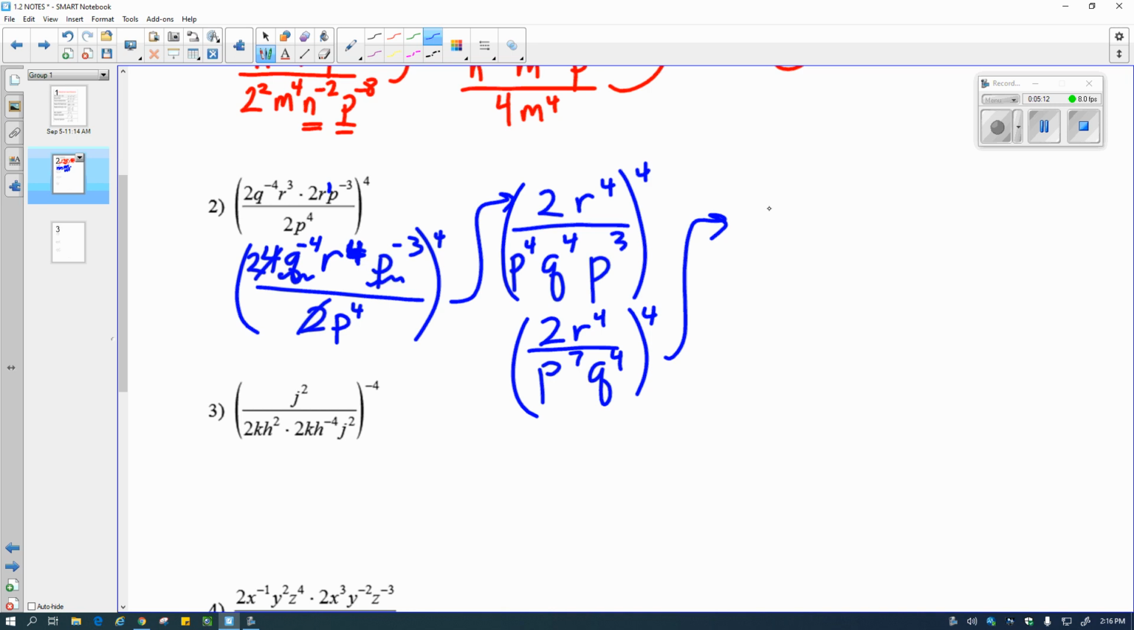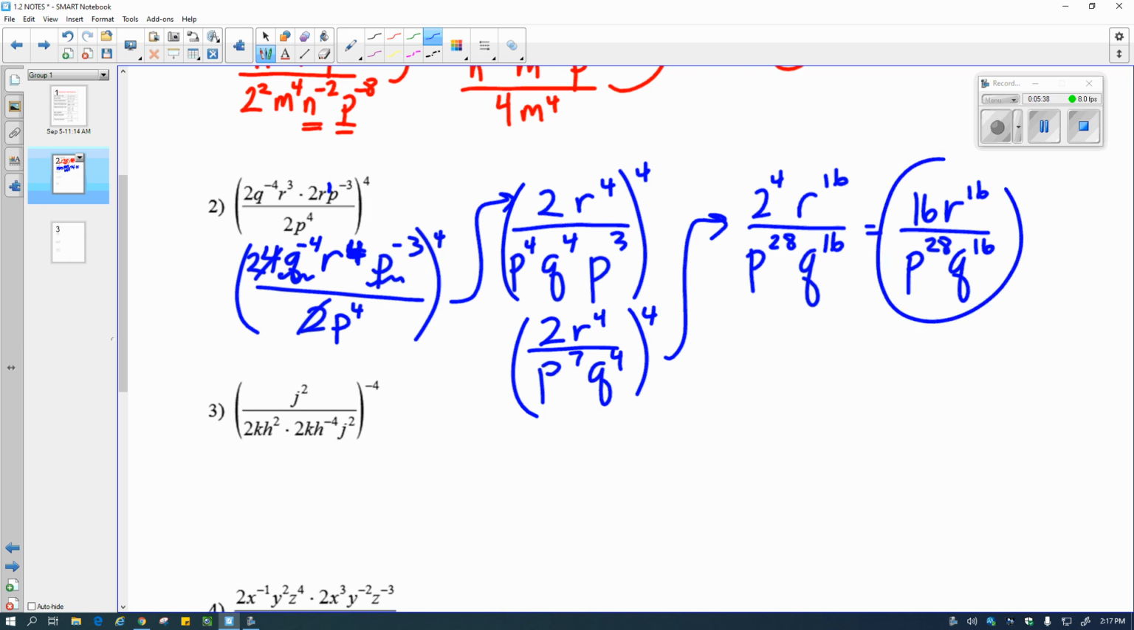So I have 2 to the 4th r to the 16th over p to the 28th q to the 16th. Maybe I'd take one last move. You could leave it like this, stop here, but maybe I'll do this part here, the 2 to the 4th. That's 16 r to the 16th over p to the 28th q to the 16th. And so then there's my final answer on that one.